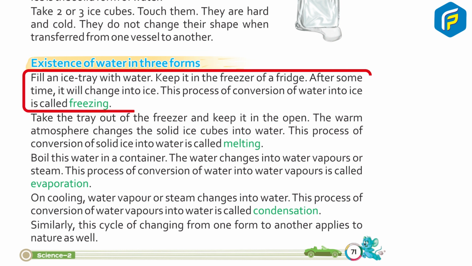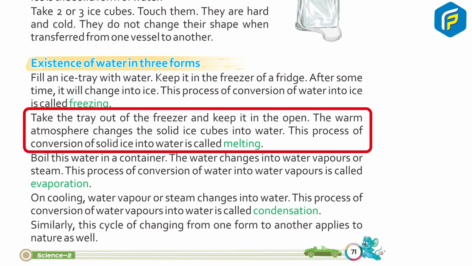Fill any ice tray with water. Keep it in the freezer of a fridge. After some time, it will change into ice. This process of conversion of water into ice is called freezing. Take the tray out of the freezer and keep it in the open. The warm atmosphere changes the solid ice cubes into water. This process of conversion of solid ice into water is called melting.